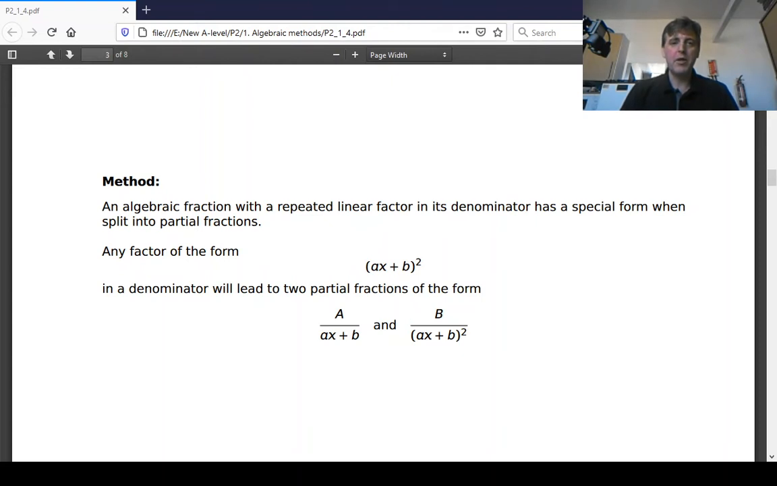So just to sum up that, I've put the information on the screen here. If we have a repeated linear factor in the denominator, there's a special form when we're splitting it into partial fractions. If we have that repeated factor ax plus b, which is being squared, then the partial fractions will be of the form A over ax plus b and B over ax plus b squared. So one of the denominators is squared and one of them isn't.